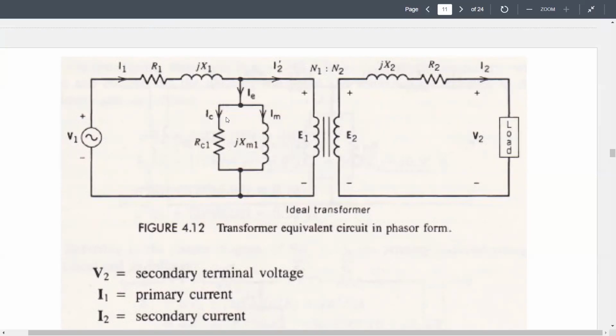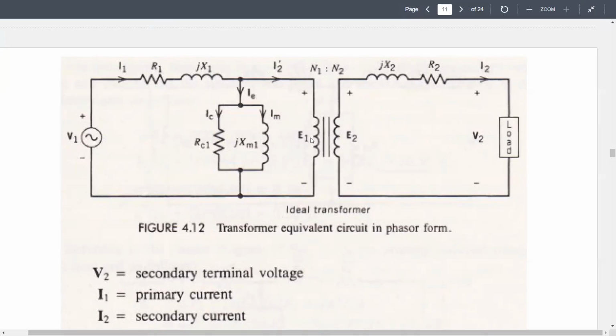For the secondary side, we also have resistive and inductive components. So R1, R2, X1, X2, these are components of the copper winding. And we have the load here. So that's the equivalent circuit, and we can definitely simplify it. We can reduce this circuit to be very simplified so that we can actually calculate it.